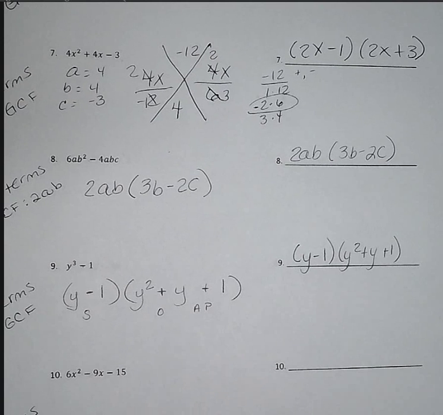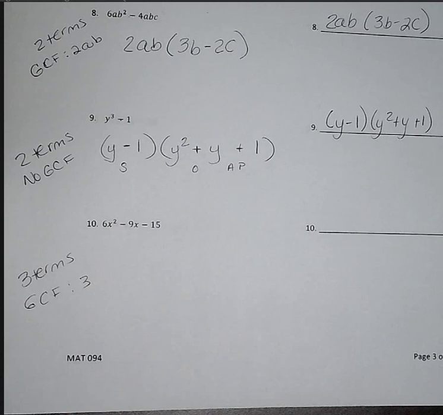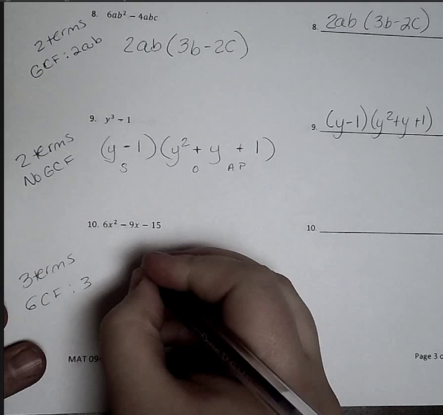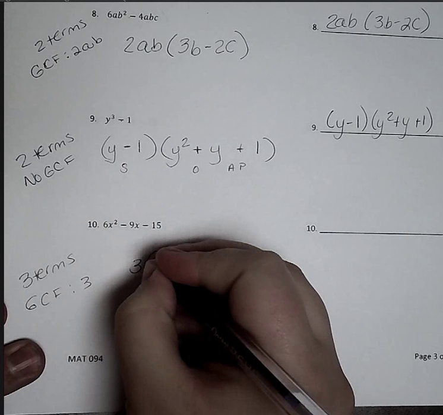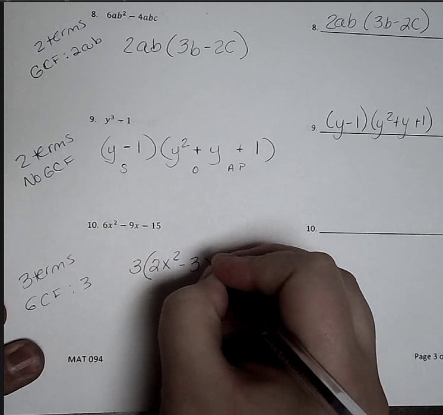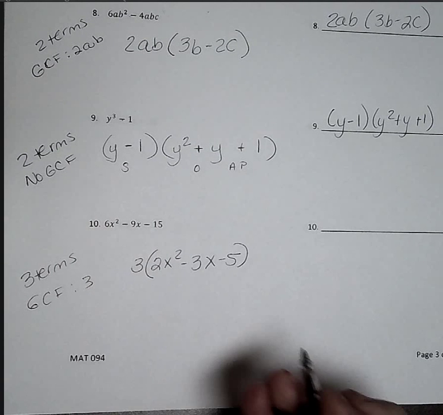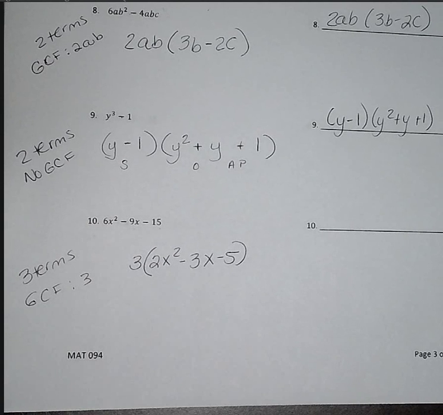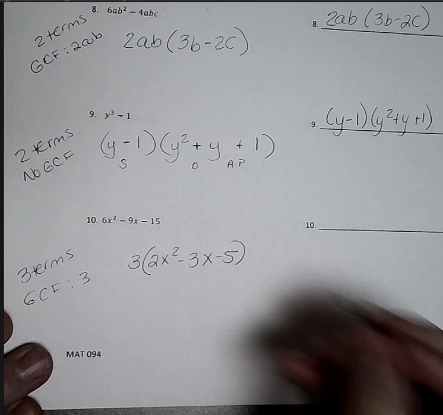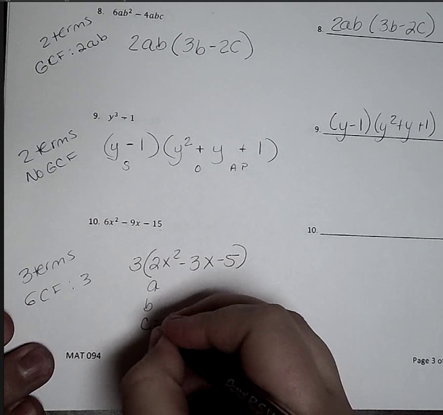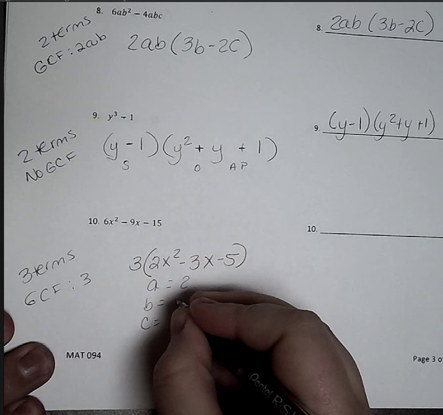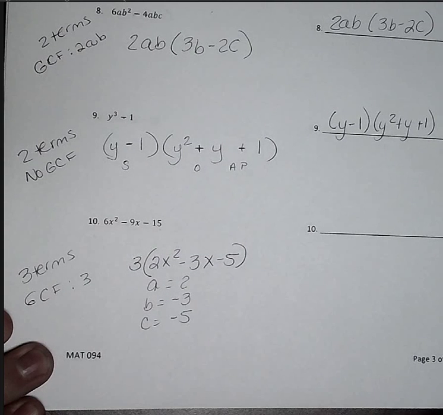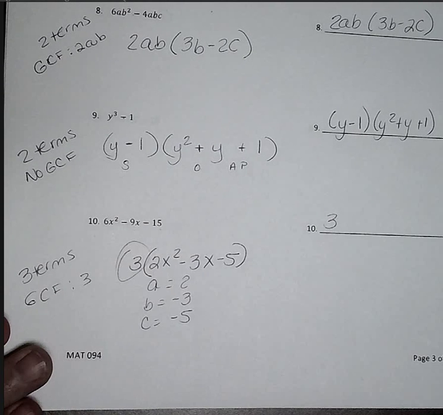Okay. So now let's look at the last one on this page. Problem number 10. On number 10, I have a greatest common factor of 3. So I'm going to go ahead and pull out that 3 to get 2x squared minus 3x minus 5. And I got that by dividing all of these terms by 3. Now, I have 3 terms inside, so I'm going to do my AC method. A is 2, B is negative 3, C is negative 5. And just before I move any further, I'm going to go ahead and put that 3 on my answer space just so I don't forget it.